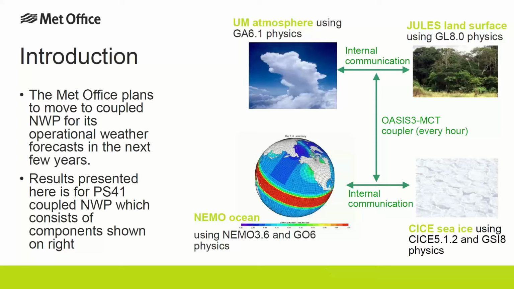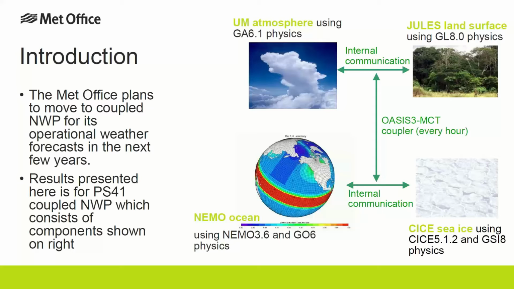Okay, so the Met Office plans to move to coupled NWP for its operational weather forecasts in the next year or 2. The results presented here are for the PS41 coupled NWP model, where PS41 refers to the science in the model. This consists of the components shown on the right. The atmosphere is based on our unified model, and the land surface uses the JOULES model, Joint UK Land Environment Simulator. The UM and JOULES are compiled into the same executable and communicate at the subroutine level.